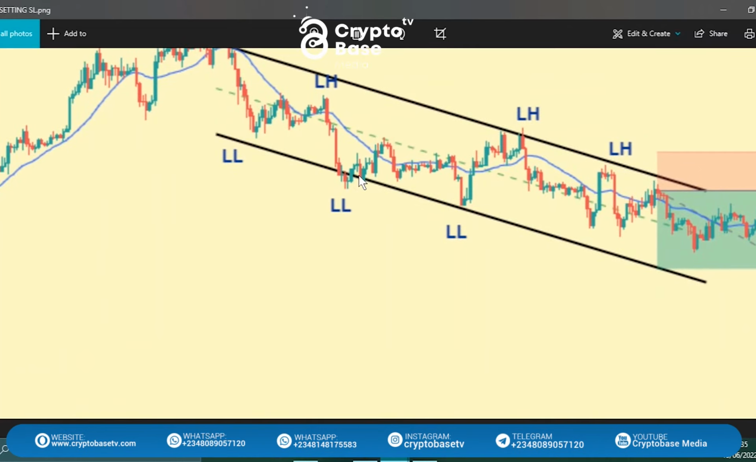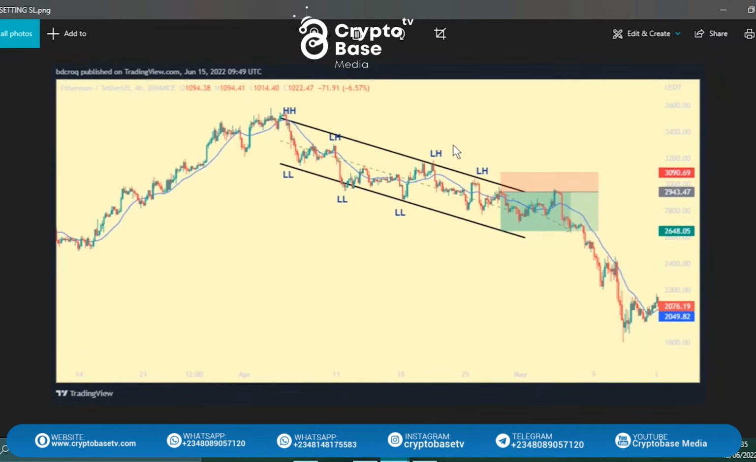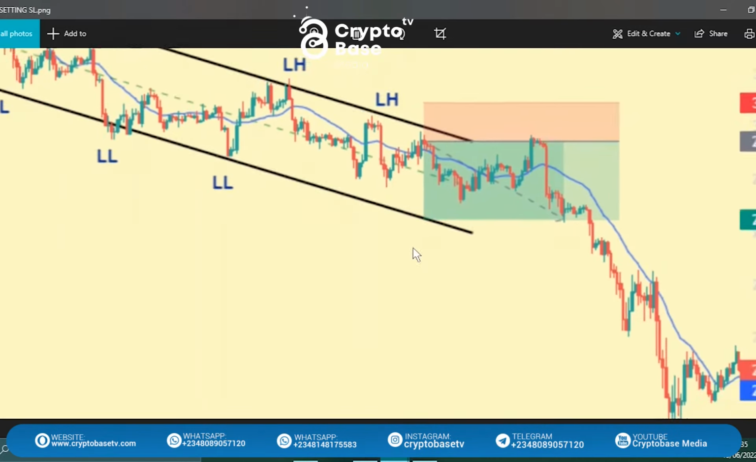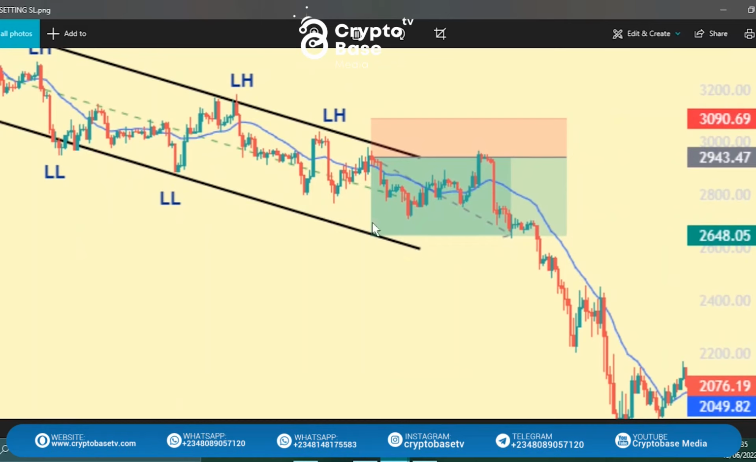It is forming lower lows and lower highs, lower lows and lower highs. Now, once the trade gets to this place, I decided to make my own entry around this side. Now, look at where I set my stop loss. This is where my stop loss is.